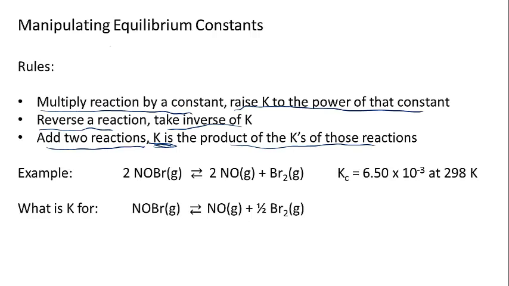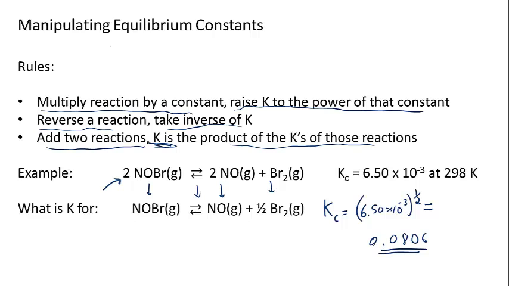So our first example is we take this reaction here, and we know the K for it. We want to know what's the K if we do this. And what we've done is we've divided by 2. That's divided by 2, that's divided by 2, that's divided by 2. Which means Kc for this is going to be 6.50 times 10 to the minus 3 raised to the 1/2 power, which is the same thing as taking the square root. So that comes out to 0.0806. So that's K for that.